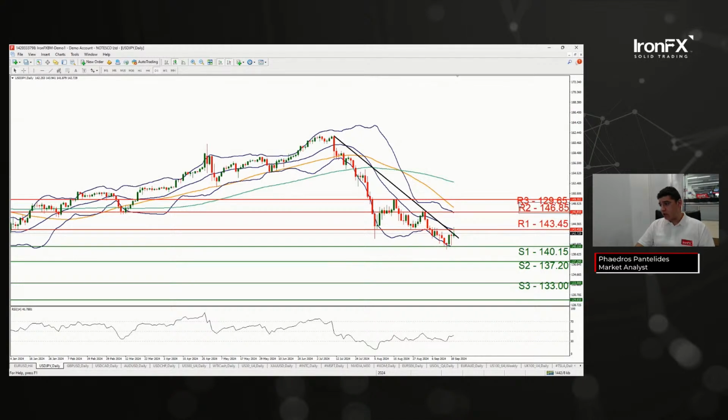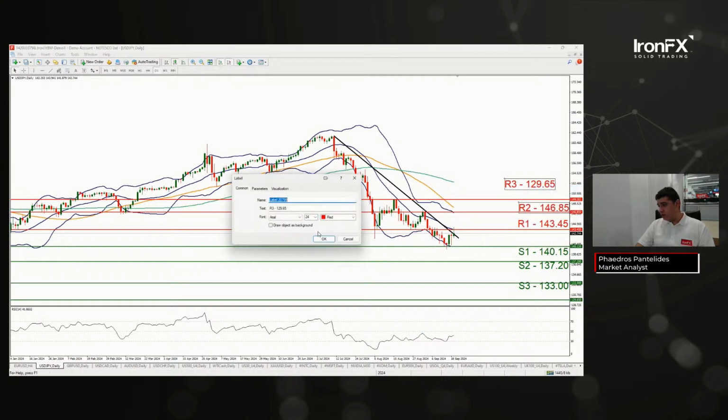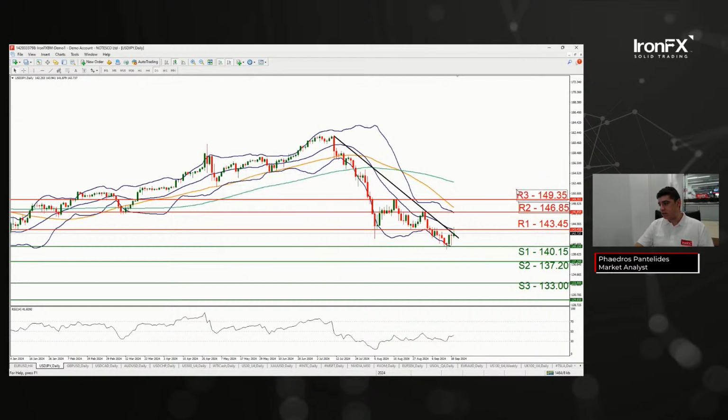So R1, R2, and R3. I do need to change that text label for R3, though. It's not 129.65. It is 149.35. So those are my resistance levels.